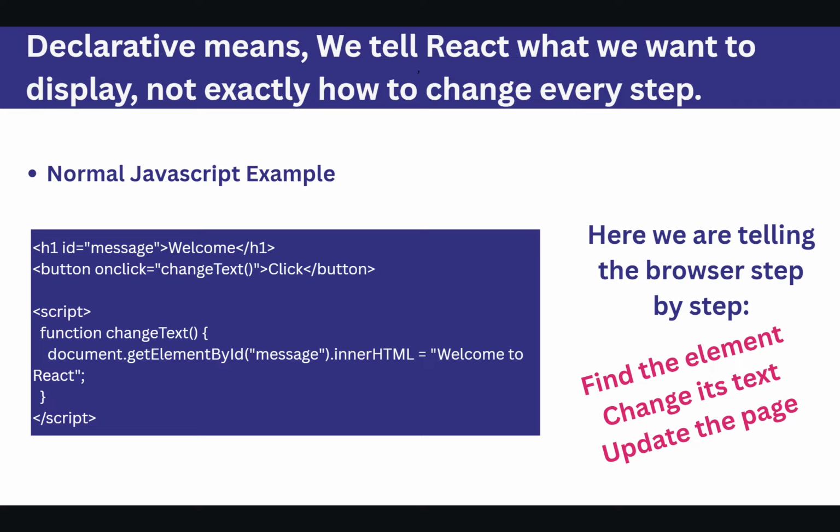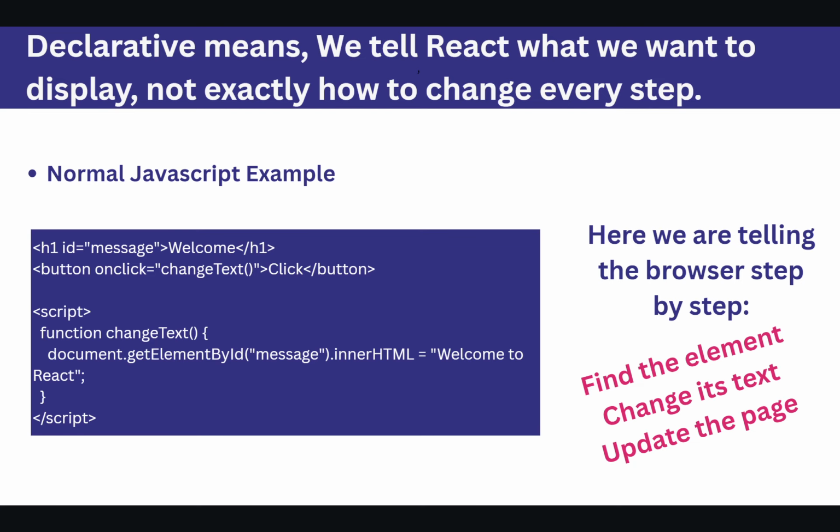Look at this normal JavaScript example where we have two elements, h1 and button. Whenever you click on it, the JavaScript function called changeText is called. What happens in this changeText function is you first find the element and then change its text, and then the page gets updated. So here two things are happening: not only is the data getting changed, but the page is also getting updated.